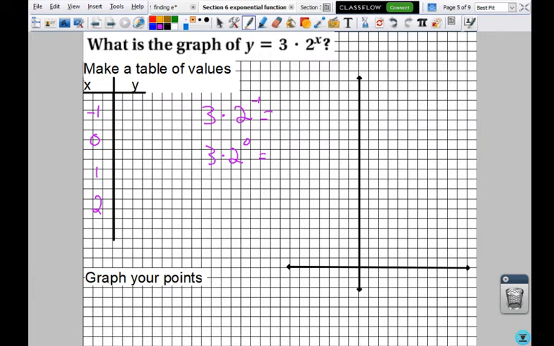So for the x, we're just putting in our own number? Yes, you can choose whatever x's you want, but you really don't want x's very far from 0, because it gets big really quick. You could do 0, that's fine. So I'm doing negative 1, 0, 1, 2.